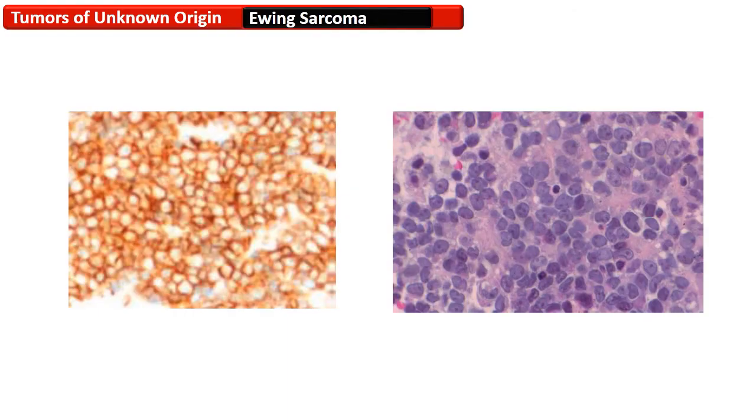So we can summarize that these tumors are composed of closely packed sheets of neoplastic cells. These neoplastic cells are round with little cytoplasm, and their size is about twice that of a lymphocyte. These sheets of neoplastic cells are separated by fibrous septi, and on immunohistochemistry these are positive for CD99 and FLI1.